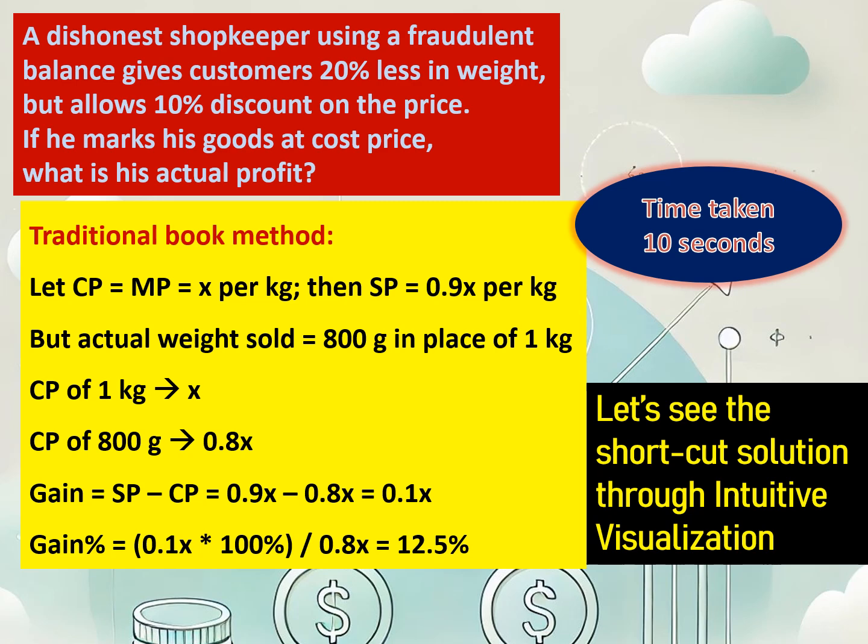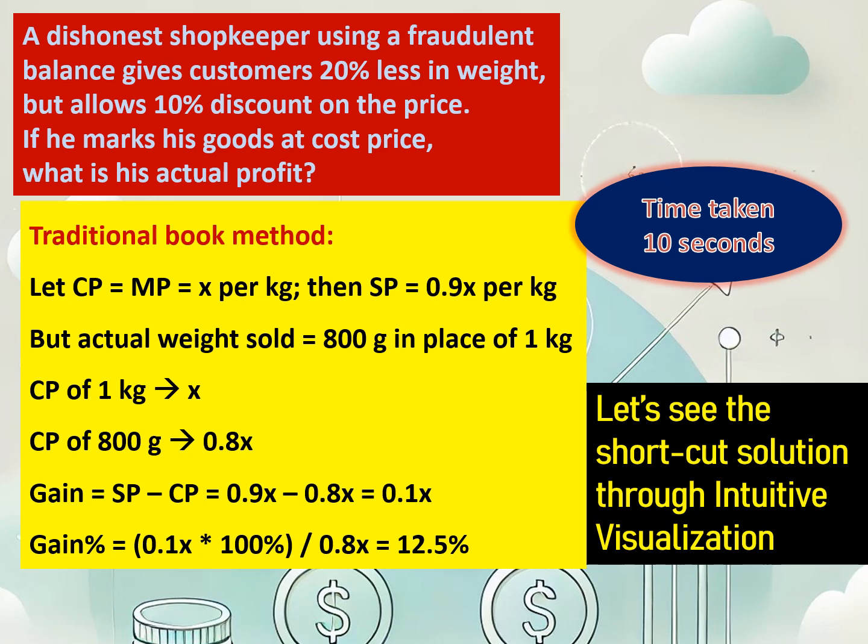If he marks his goods at cost price, then what is his actual profit? He marks his goods at cost price. That means the marked price, the tag price, and the cost price are the same, and he gives 10% discount. Obviously it should have been a loss, but he cheats the customer by using a faulty balance and giving 20% less in weight.